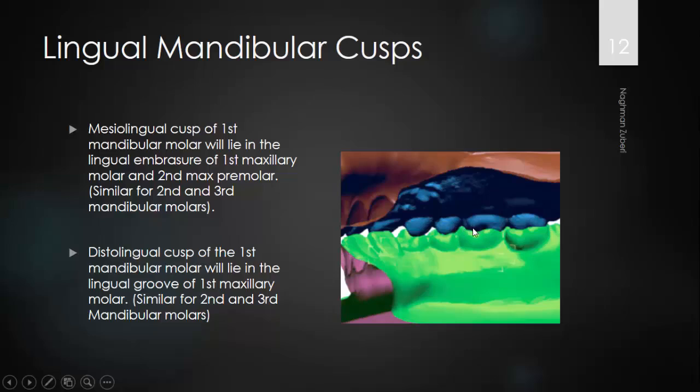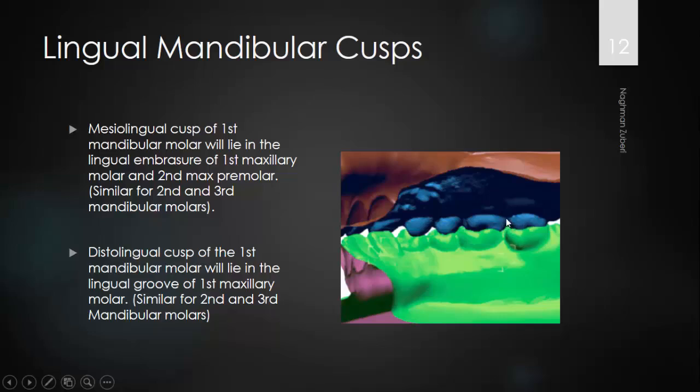Similarly, if we see the mesiolingual cusp of the second permanent mandibular molar, it is lying in the lingual embrasure made by the second maxillary molar and the first permanent molar, the distal surface of the first permanent molar and the mesial surface of the mesial cusp of the maxillary first molar.